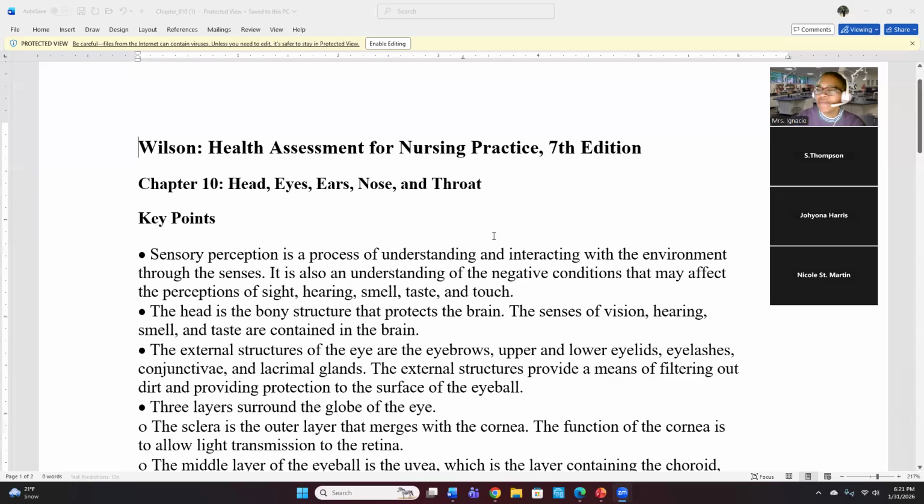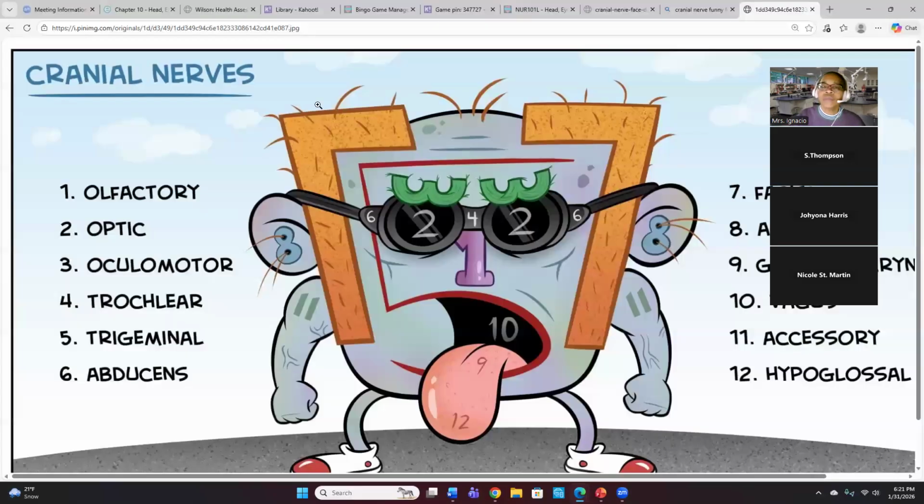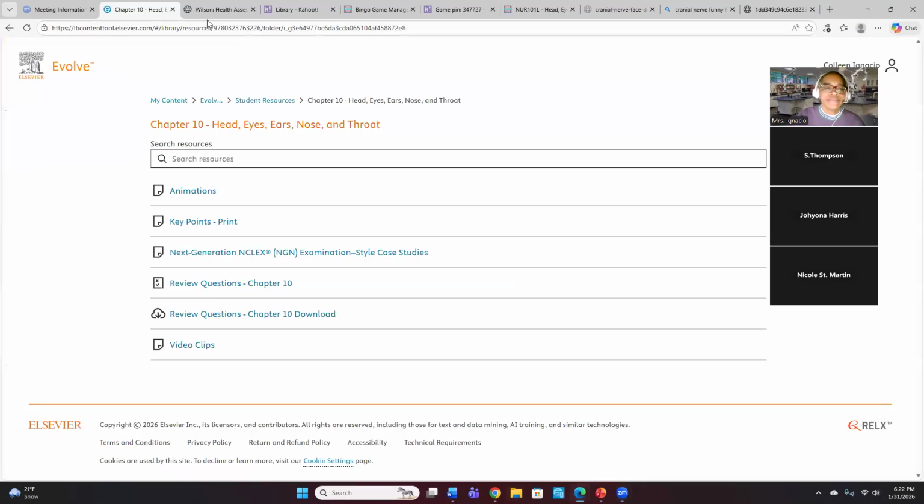Okay, awesome. So we have Ms. Harris. Welcome, Ms. Harris. I just want to make sure that you know how to find these resources from the textbook. You should be able to log into Evolve and go to your textbook and go to student resources.